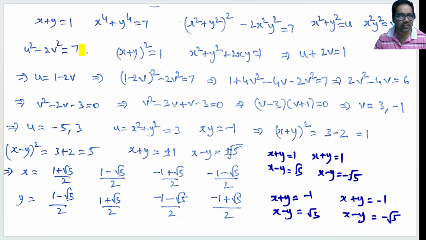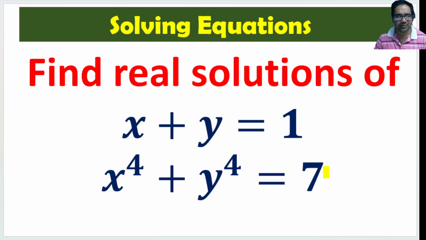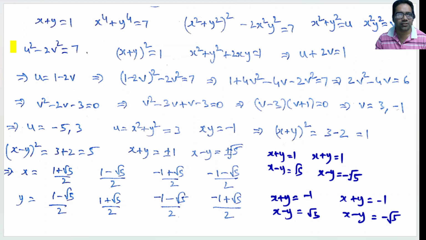We have slightly transformed this second equation into u square minus 2v square equals 7, where u is x square plus y square and v is xy.